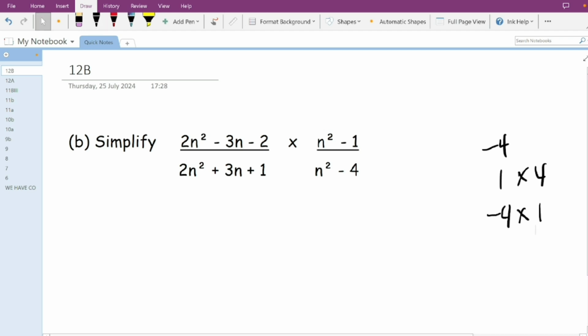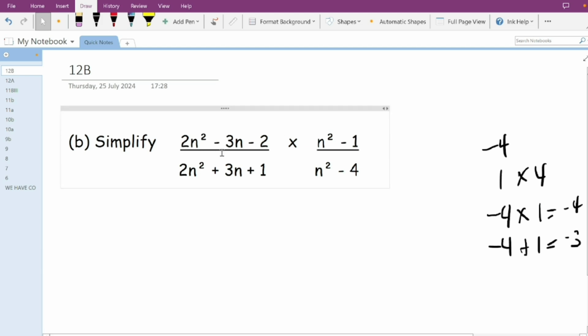Minus 4 times 1 will give you minus 4. When you add the two of them together, that's minus 4 plus 1. You're owing 4, you have 1. By the time you pay 1 out of the 4 you're owing, you'll still be owing 3. That's where you have minus 3.